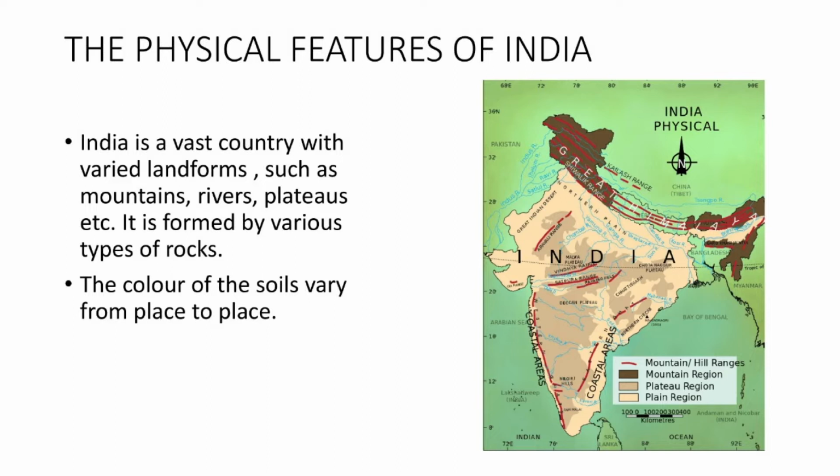If I ask you one more thing: you might have seen that soils are of different colors, right? If you go to Maharashtra, what type of soil will you find there? It may be black soil, and also red soil. That shows that soils vary from one place to another, the way rocks vary from one place to another. So the question arises: what are the processes that have formed these landforms?